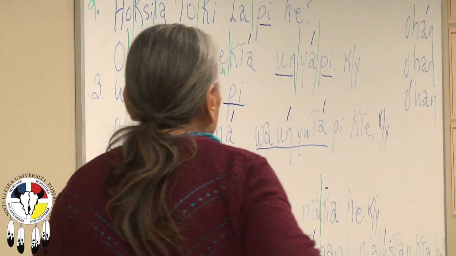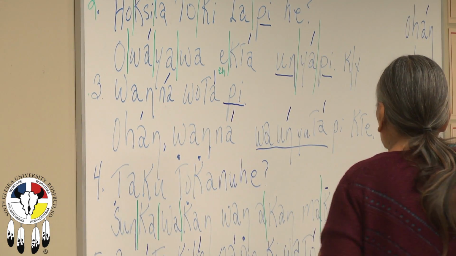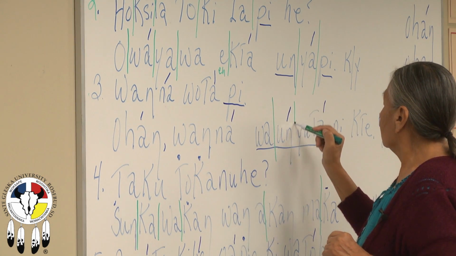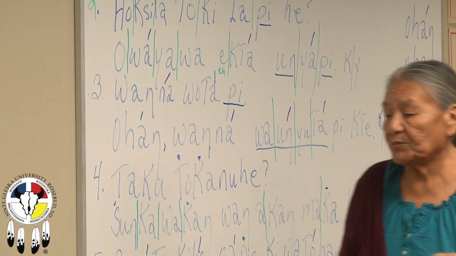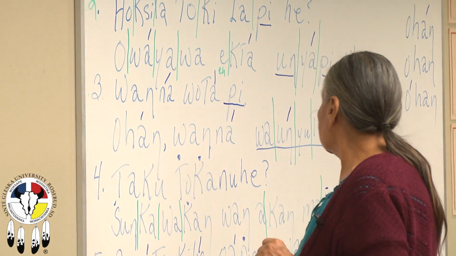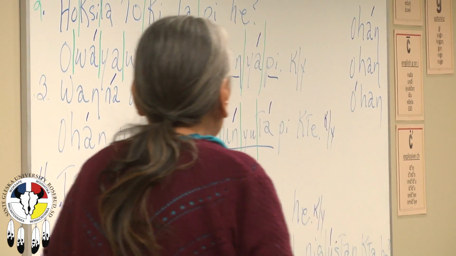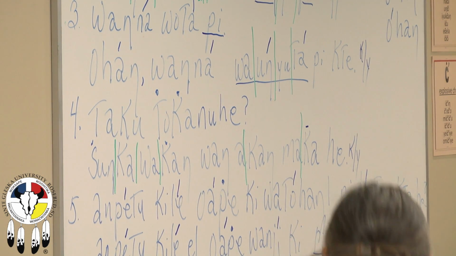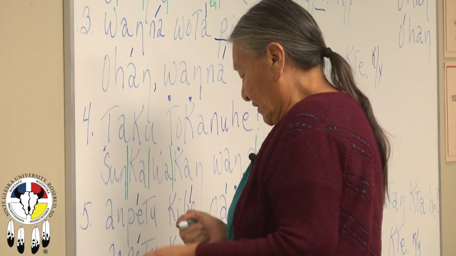Because if you notice, there's no. Wa-un-yu-ta-pi. Second syllable has always got the emphasis on it, the stress marks. Wa-un-yu-ta-pi. Ampetu. Yeah, it's a hard P. Pe. Pe.